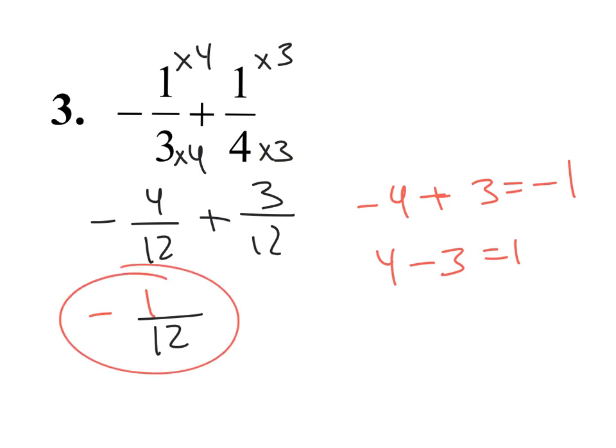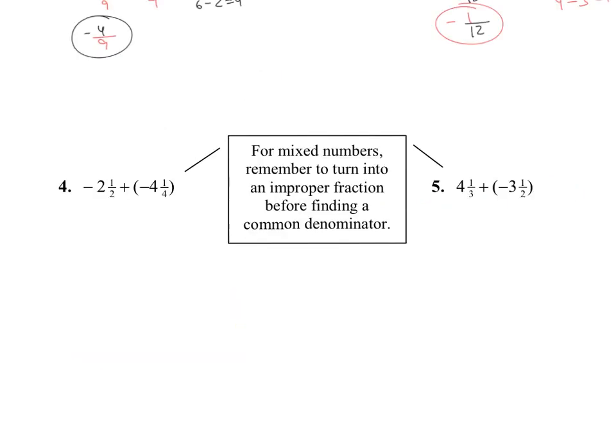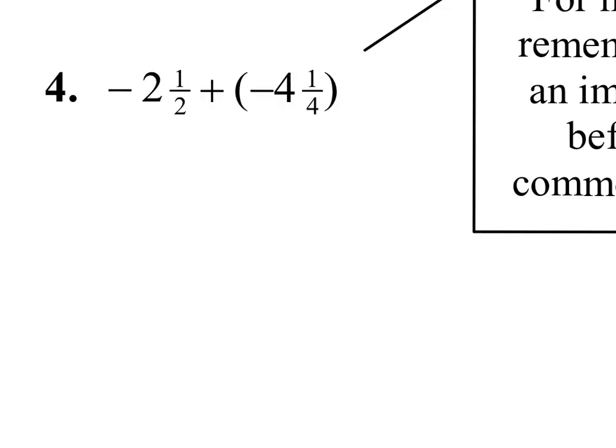That's my final answer for number 3. Okay, for numbers 4 and 5, my instructions say for mixed numbers, remember to turn them into improper fractions before finding the common denominator. So here we go. I'll blow it up again, make it big so you guys can see what I'm doing. So let's go ahead and convert both of these mixed numbers into improper fractions.